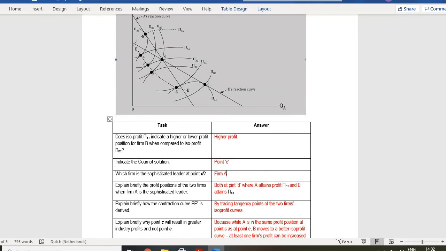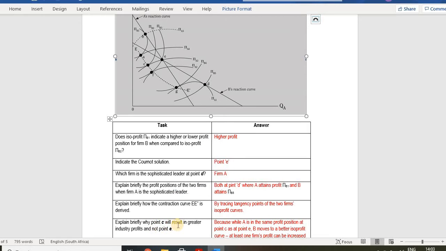The next question, explain briefly how the EE curve is derived. The contraction curve is derived. I said at the beginning, the contraction curve is derived by joining the tangency points of the two firms. So you join the tangency points. There's a tangent here, tangent also at this point, at this point, at this point. So when you join these points, you are forming a contraction line or contraction curve.